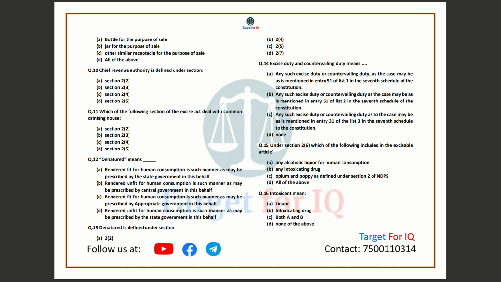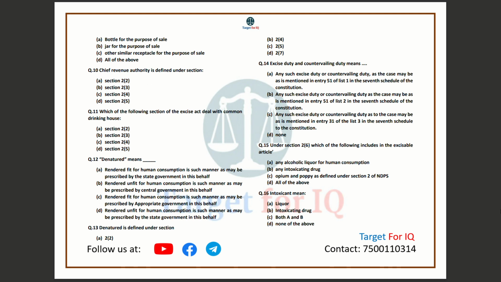Question number 11. Which of the following sections of the Excise Act deals with common drinking house? Option A section 2 clause 2, option B section 2 clause 3, option C section 2 clause 4 and option D section 2 clause 5. The correct answer to question number 11 is option C, that is section 2 clause 4.